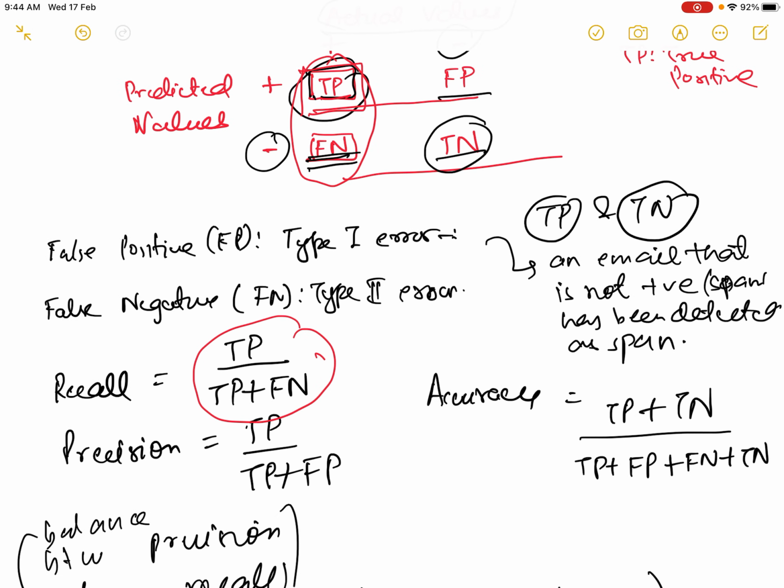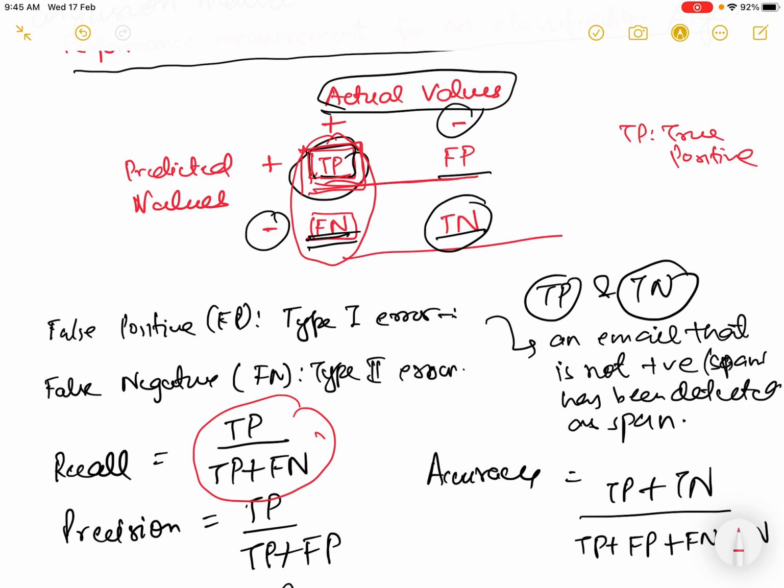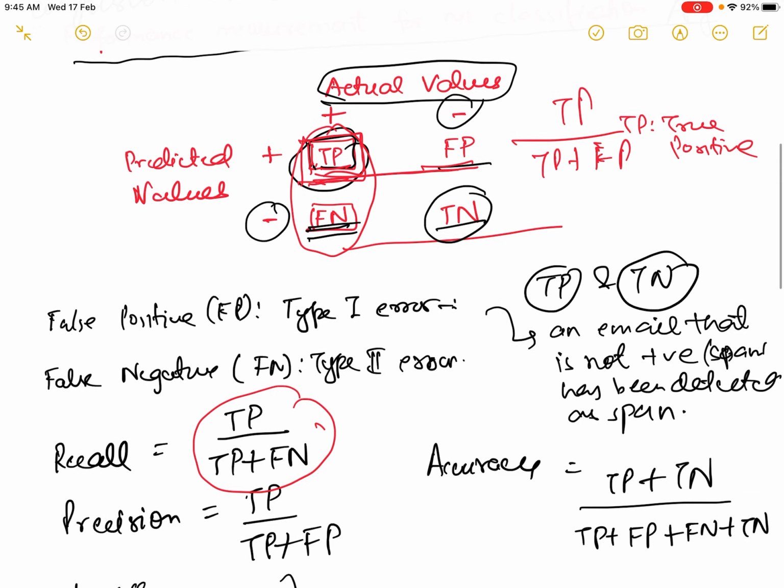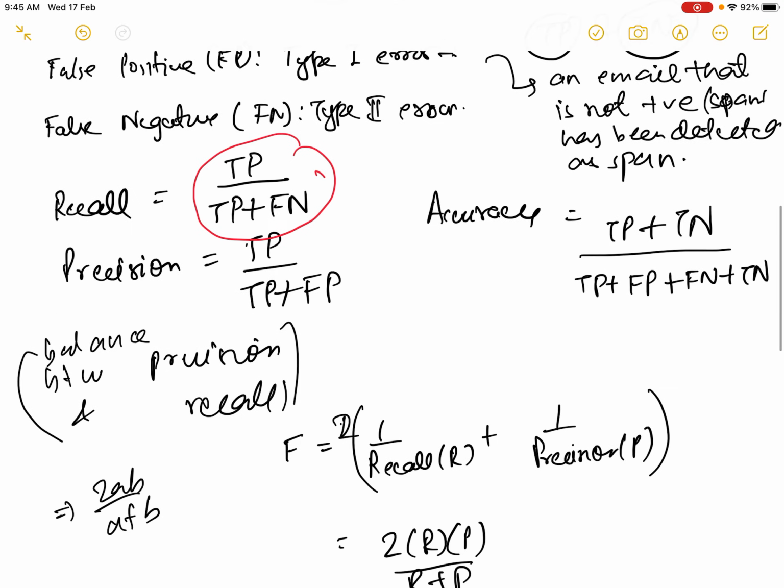Precision is true positive upon true positive plus false positive. Okay, this is what I told you earlier. Now what do you mean by precision? That is, out of all the positive classes which have been predicted by my model, how many are actually positive. Out of all the predicted positive values by my model, true positive plus false positive, how many are actually predicted correctly, that is true positive. So what is precision? True positive upon true positive plus false positive.